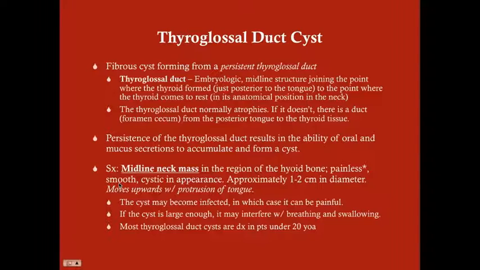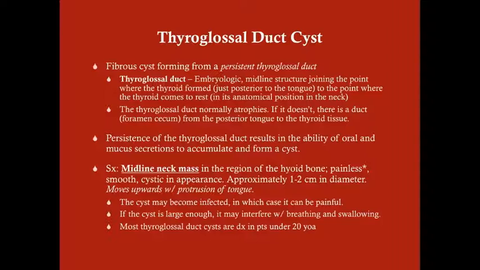However, if the cyst becomes infected, which it easily can, if bacteria get into the cyst and colonize, then it can be painful, and you can see even some erythema over the cyst. Otherwise, it's smooth and cystic in appearance. It tends to be around 1 to 2 centimeters in diameter.